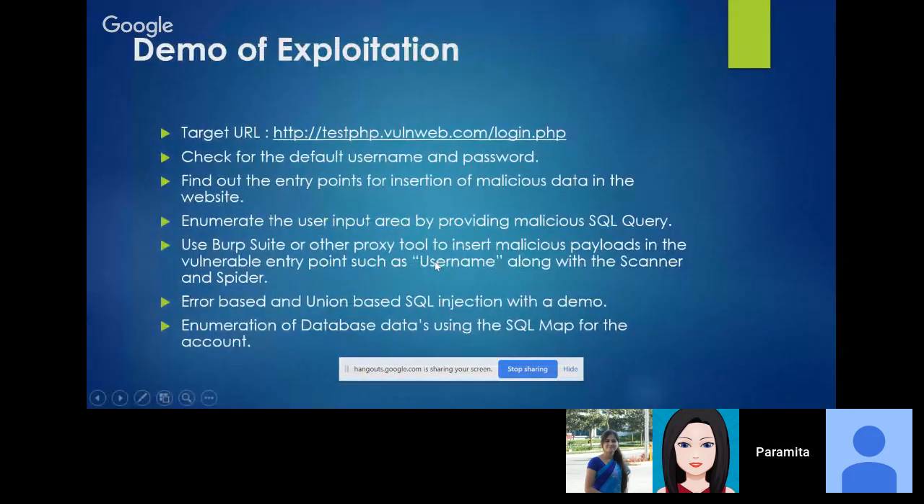So this is the target I'm going to take today: testphp.vulnweb.com. These are the steps I'll be performing. First, I'll get the default username and password. Then we need to find the input areas where we can actually insert things. Then we have to enumerate the input areas. I'll be using two tools, Burp Suite and SQLMap, where we can perform the enumeration or fuzzing in an easier way and get some good details. And I'll show how to perform error-based and union-based SQL injection, and ultimately we'll dump the database information.